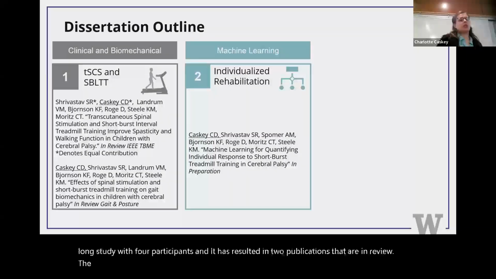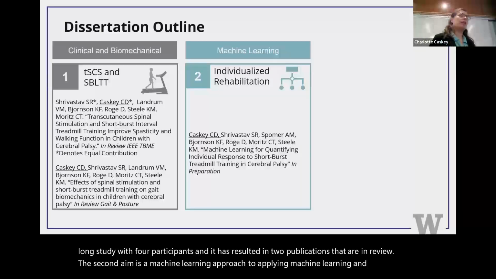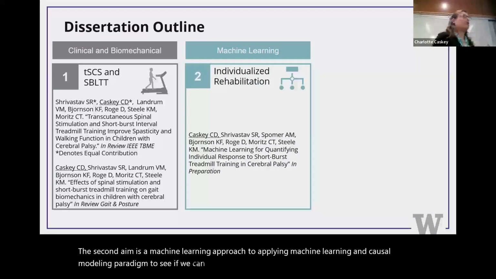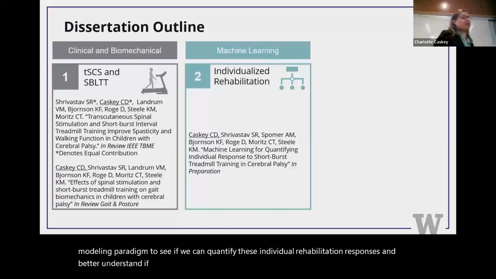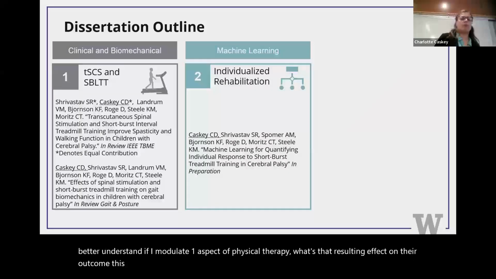The second aim is applying a machine learning and causal modeling paradigm to see if we can quantify these individual rehabilitation responses and better understand, if I modulate one aspect of physical therapy, what's the resulting effect on their outcome. This has resulted in one paper that is in preparation, very soon to be submitted.